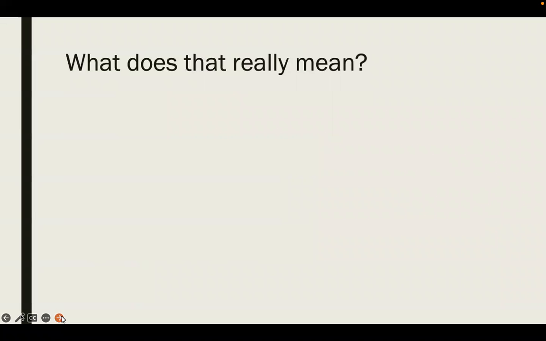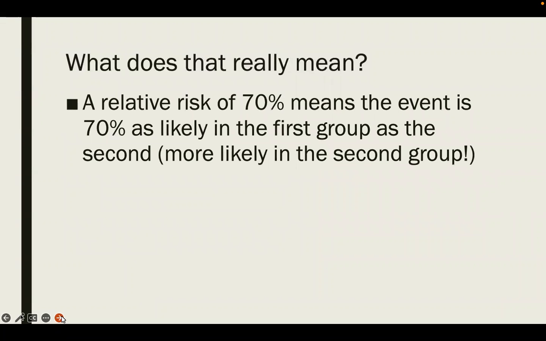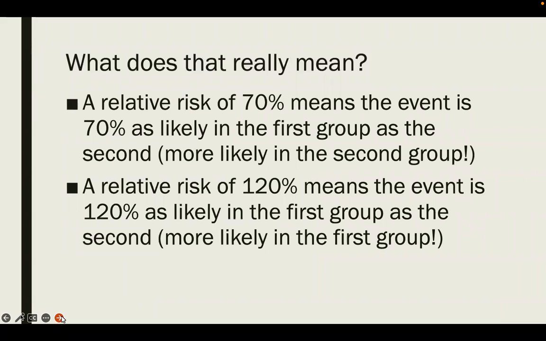Now, what does that really mean? It means that a relative risk of 70%, which would be 0.7, right? So that's between 0 and 1, means the event is 70% as likely in the first group as the second, which means the second group is more likely. That's the denominator. A relative risk of 120% would be 1.2, right? Greater than 1. It means the event is 120% as likely in the first group as the second. So it's more likely in the first group, which is the numerator.